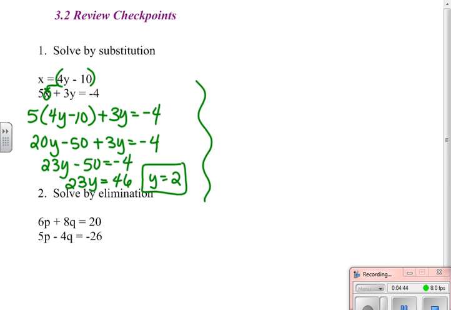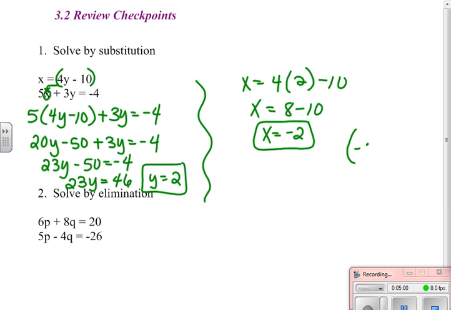That's your first answer. Then you take that answer and go back to one of your originals. X is equal to 4 times 2 minus 10. So x is equal to 8 minus 10. X equals negative 2. And so our ordered pair where these are true, if we were to graph them, are at -2, 2. So that is how substitution works.